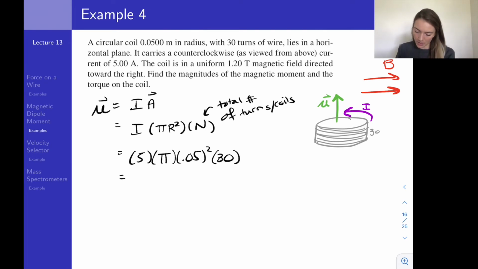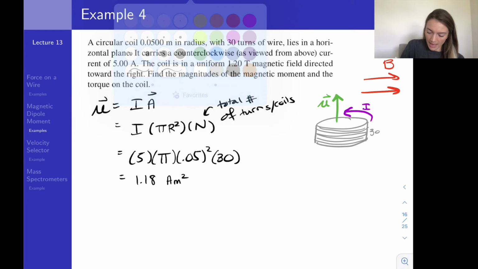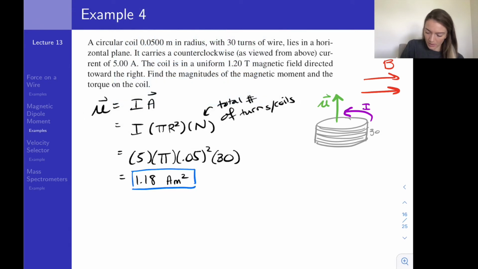So that comes out to 1.18 amps meter squared. So this is the magnitude of our magnetic dipole moment, and then the direction is just in this direction relative to the current here. Okay, so that's the magnitude of our moment, and now we just have to find the torque.